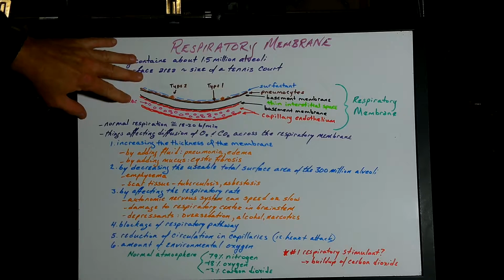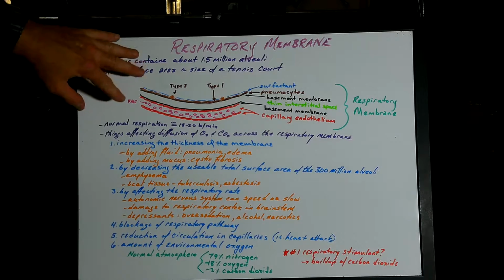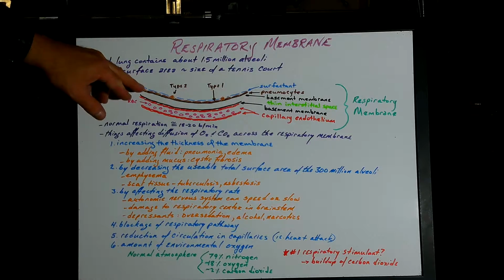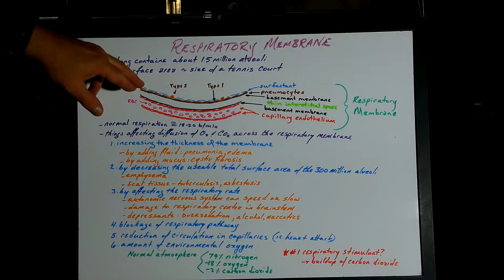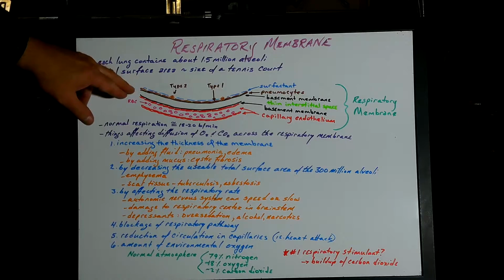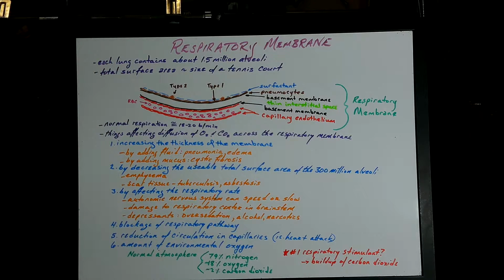Obviously, we've done everything anatomically to make this the smallest possible space. We've got the flattest cells, and we only have one layer of them in both the capillary and in the respiratory cells themselves. So it's as small a space as possible. Why? Because if you remember all the way back in part one when we were talking about diffusion, one of the things that affects diffusion is distance.